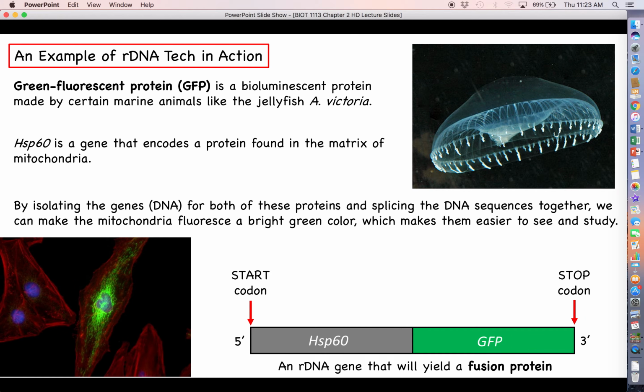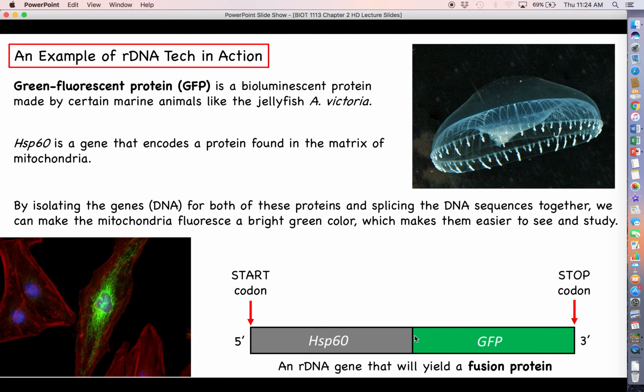So this is essentially how it would work. We have the start codon with the first red arrow, so that would be AUG, and then everything after that would be the normal sequence for what HSP60 is supposed to be. Normally, the gene for HSP60 ends with a stop codon. Well, what if instead of that stop codon, we just include the coding sequence for green fluorescent protein? The ribosome, as it starts at the start codon, is going to start making HSP60 as it moves from left to right, 5' to 3'.